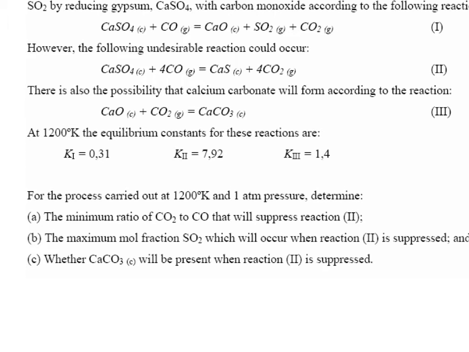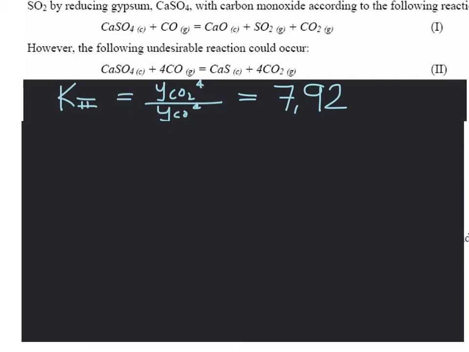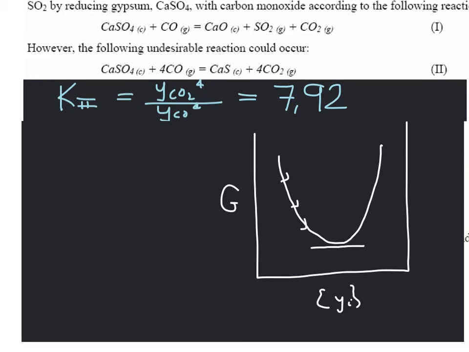The first question asks: determine the minimum ratio of carbon dioxide to carbon monoxide that will suppress reaction 2. Why does manipulating the reacting mixture composition give the opportunity to suppress the reaction? If we have a reaction mixture that gives us a Gibbs free energy of this value, it wants to proceed in the reverse direction in order to achieve this minimum Gibbs free energy situation.